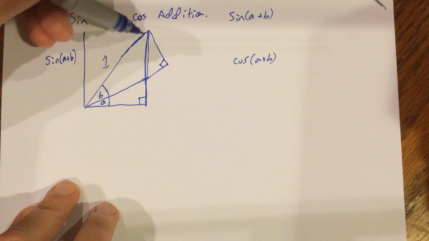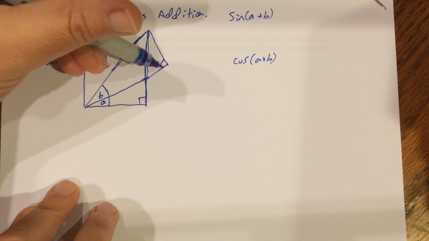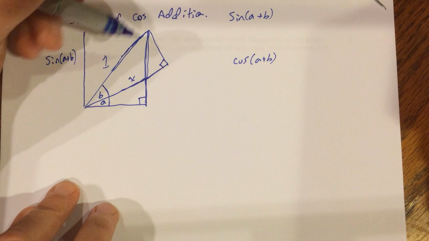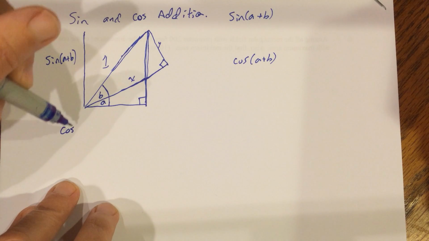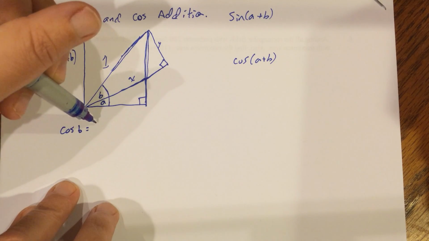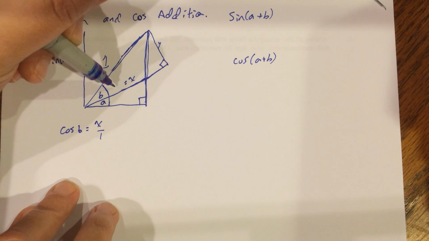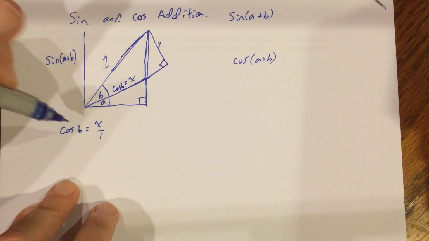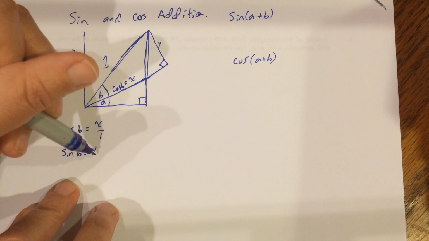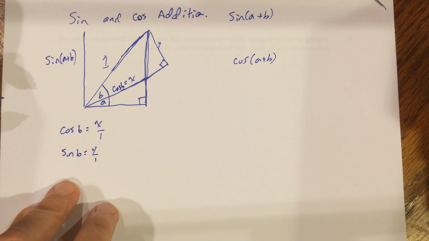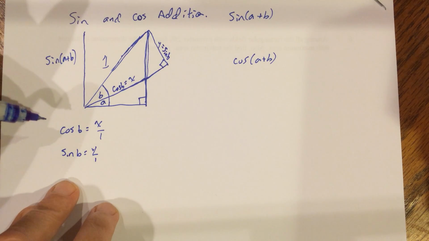Okay, so if that's a right triangle, I can actually fill in some more stuff over here, because I have a hypotenuse, and my hypotenuse is 1. So let's just call this whole line here X. We'll call this Y. And I'm going to say that cos of B is going to equal X over 1, which means cos of B equals X. So this is cos of B. So sine of B would equal Y over 1, which is just Y. So this would be sine of B.